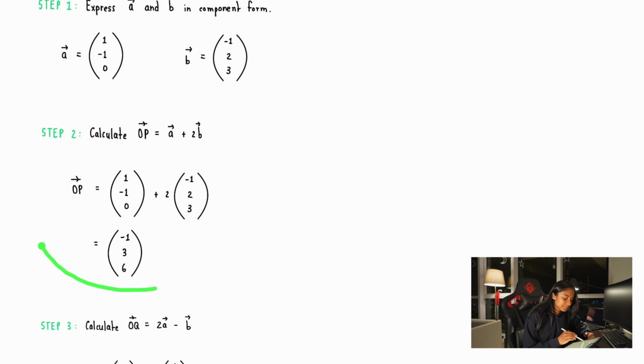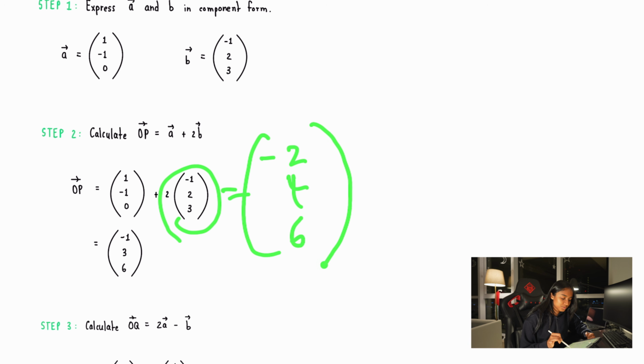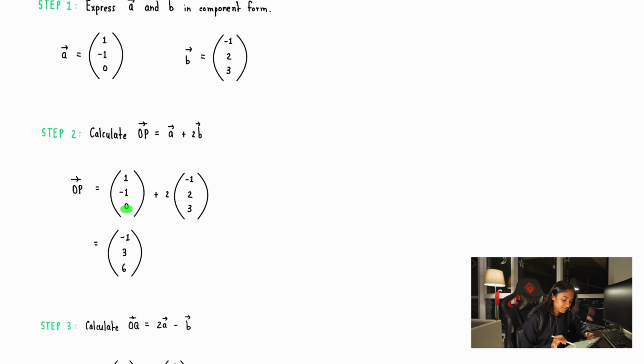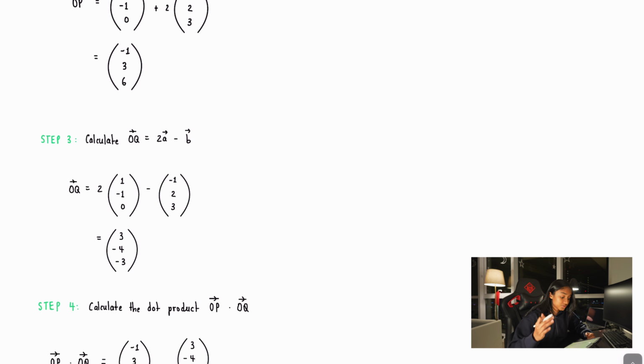So by using simple rules, first we could start with this side. This side only would be equal to minus 2, 4, 6. Okay, so this is the component form of what this is equivalent to. Then when we add a to it, we get 1, so minus 1, sorry, 3, and 6. Okay, so 0 plus 6 is 6. Then we go on, and so forth.